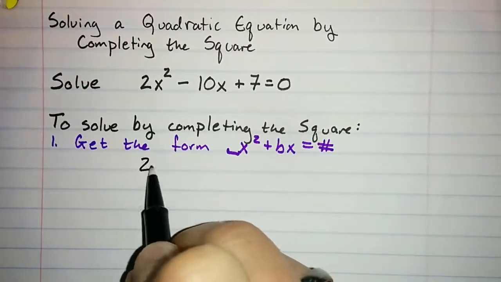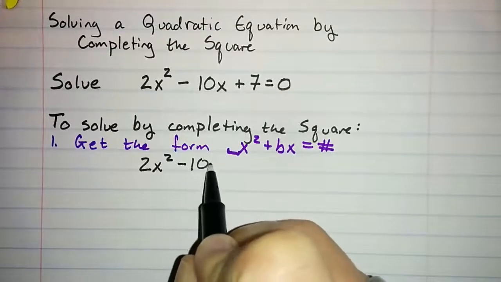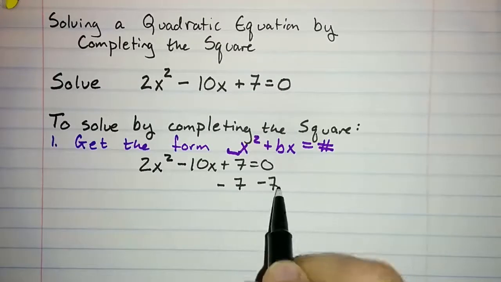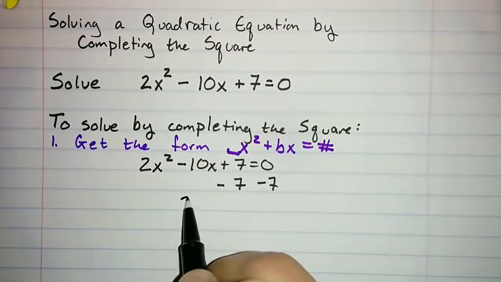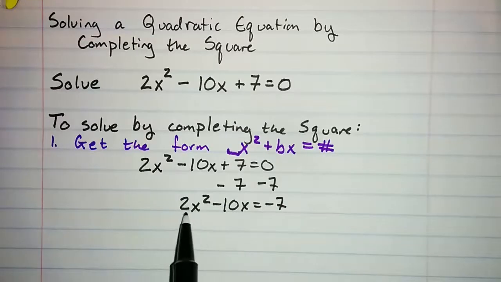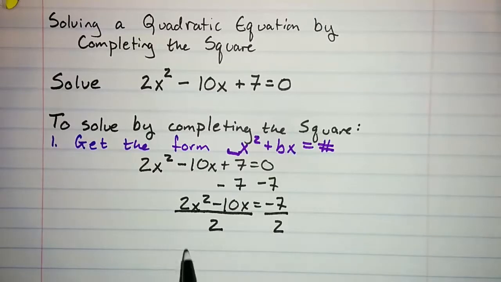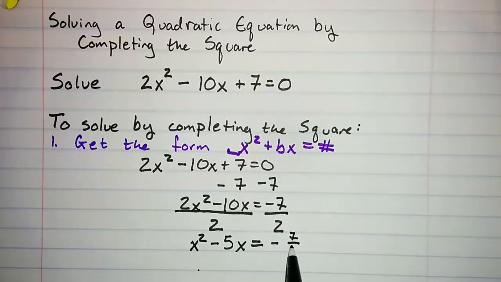Well, we start with 2x squared minus 10x plus 7 equals 0. We need to get rid of the 7, so we'll subtract that on both sides. We also need to get rid of this coefficient, which means we need to divide both sides by 2. 2x squared divided by 2 is just x squared. Minus 10x divided by 2 is minus 5x. And negative 7 divided by 2 is just negative 7 halves.